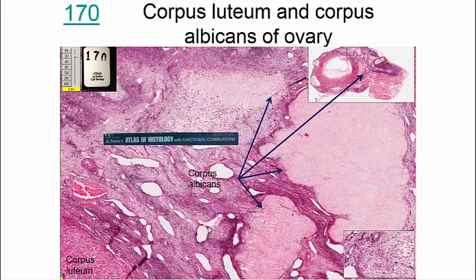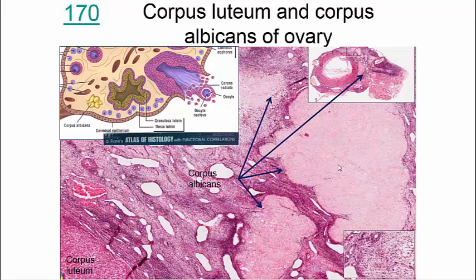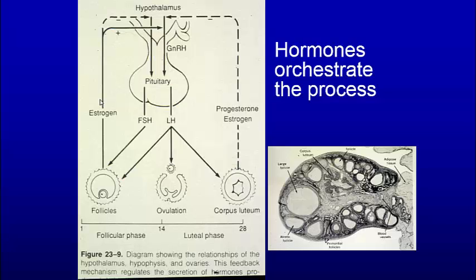Whenever it regresses, it dies at the end of pregnancy or at the end of the menstrual cycle. Then it produces a corpus albicans, like a little scar, a white scar that we see. This is different from the glassy membrane, which was an atretic follicle. This is after the corpus luteum has regressed. So you get a corpus albicans being seen, and that's what we see. Now, how about the hormonal orchestration of the process?